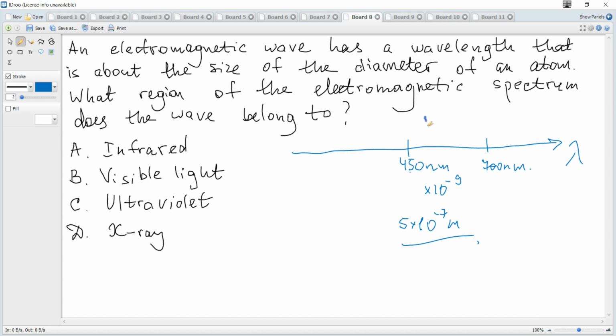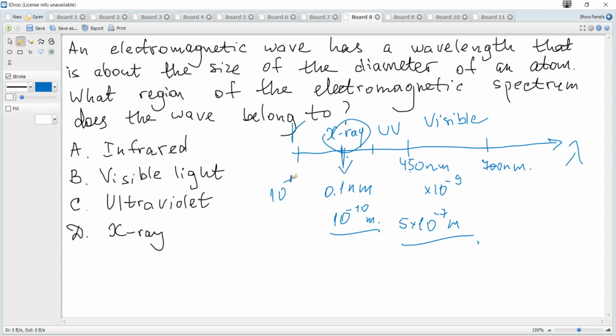Then ultraviolet, and then X-ray, and then gamma. X-ray is about 1 nanometer or 0.1 nanometer, so it's actually 10 to the -9 or 10 to the -10 meters and less. And gamma is about 10 to the -12 meters or less.